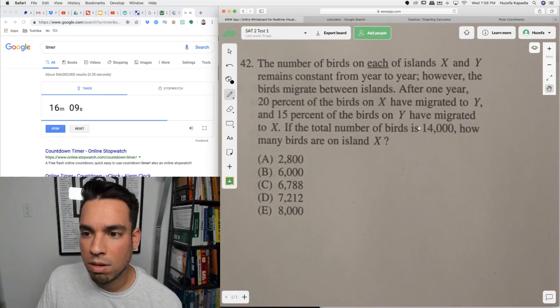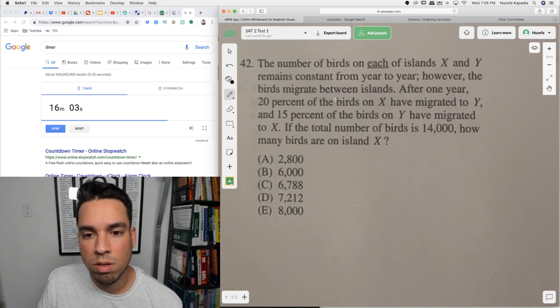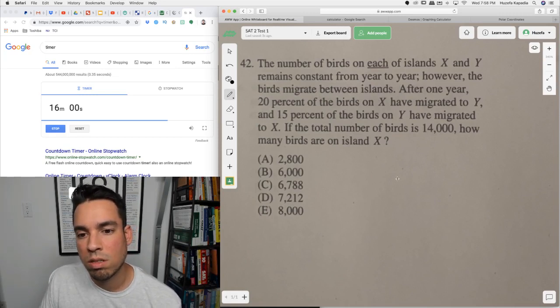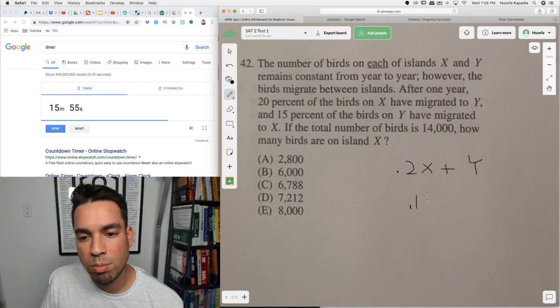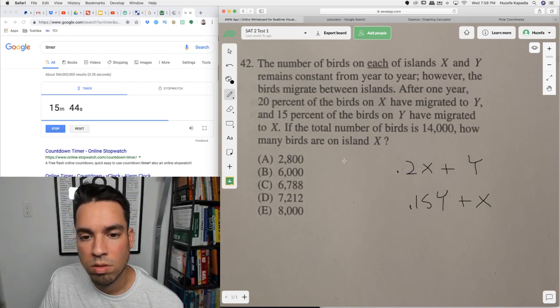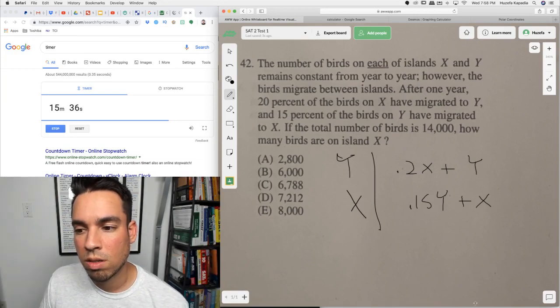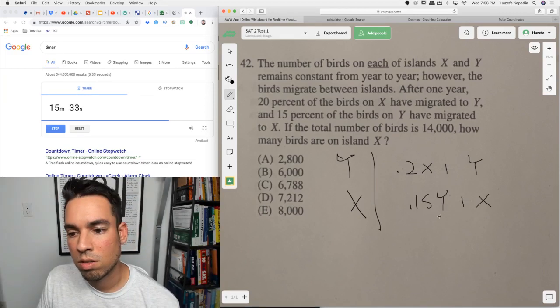All right, next. The number of birds on each of islands X and Y remains constant year to year. However, birds migrate between the islands. After 1 year, 20% of birds on X have migrated to Y, and 15% of birds on Y have migrated to X. So this is the new Y, and this is the new X. If the total number of birds is 14,000, how many birds are on island X?